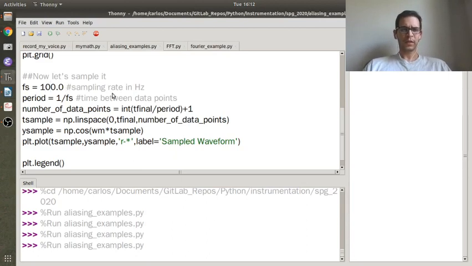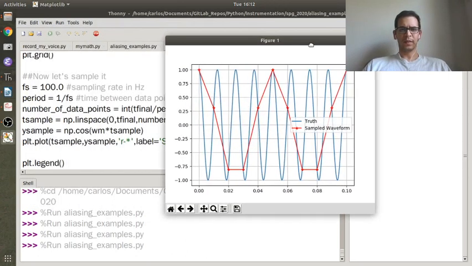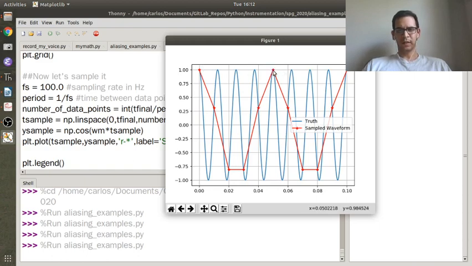If we do 100, now we're getting into some interesting issues. If you look at this, if I connect the dots, this does not look like an 80 hertz signal. This actually looks like a, what's the period here? The period here is 0.05. So if I do 0.05, what's 1 divided by 0.05?